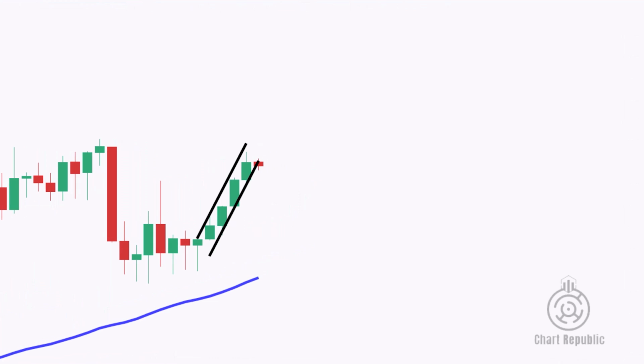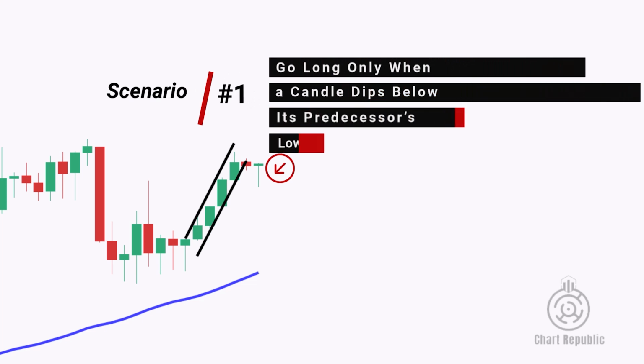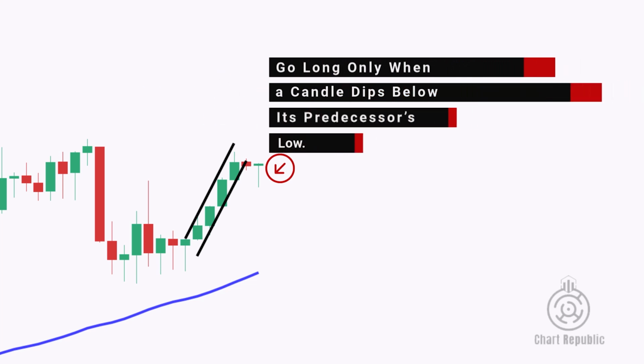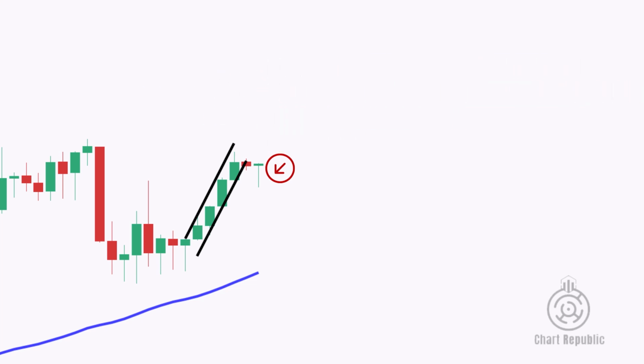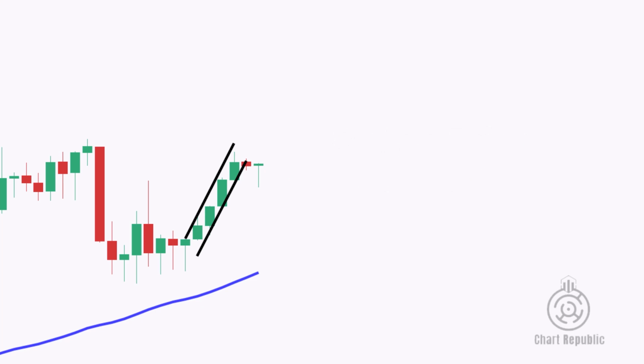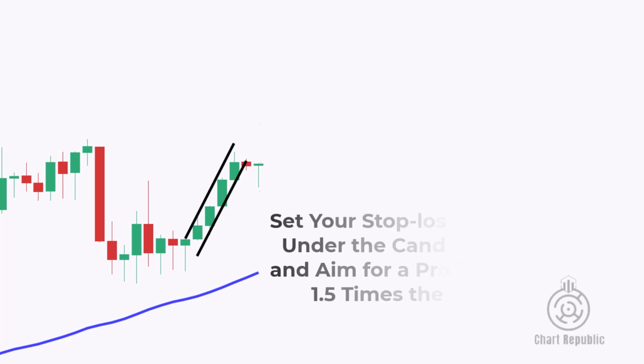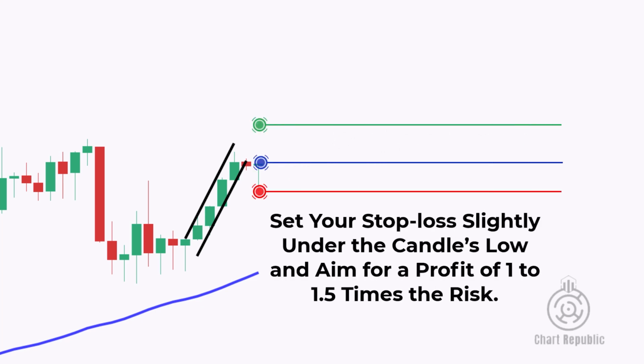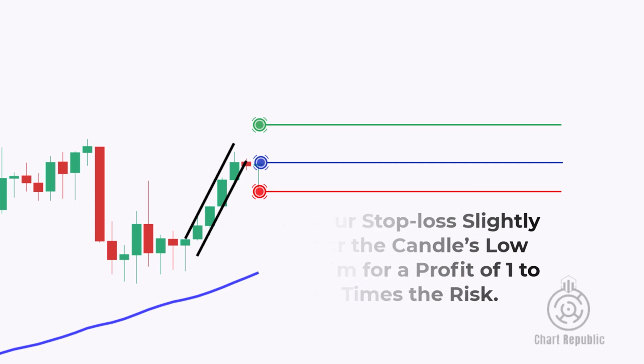When the price is above the 50 SMA and the microchannel is trending upwards, we aim to enter a long position only if a candle dips below the low of the candle before it. This strategy is based on the assumption that such a downward pullback is temporary and the market is likely to continue its upward journey soon. We then place our stop loss just below the low of this candle and set a take-profit target of either 1 or 1.5 times our initial risk.